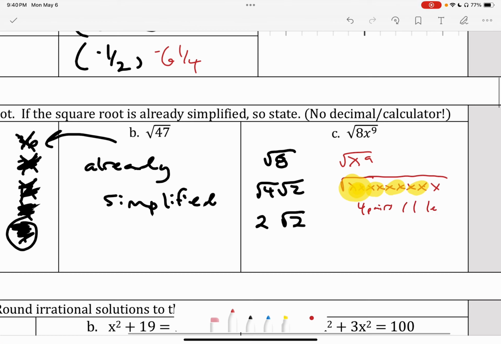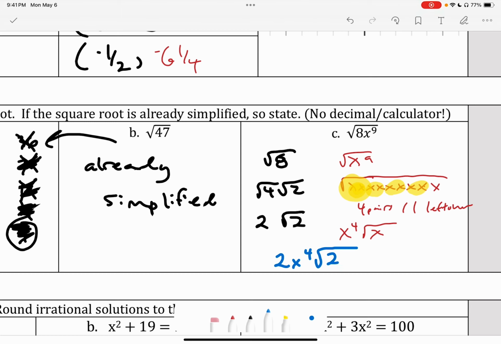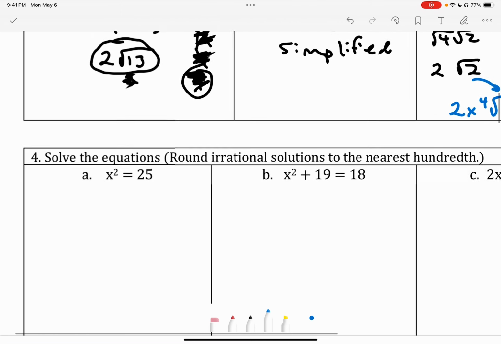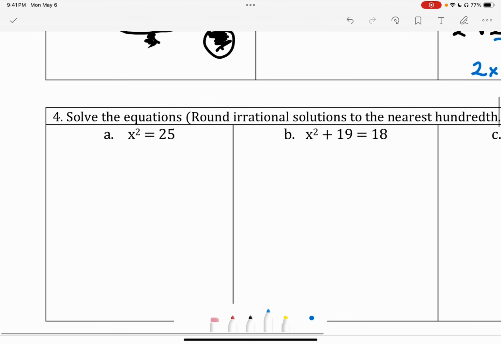and 1 left over. And what we do is how many pairs I have goes on the outside, so x to the 4th, and then because I have 1 left over, that stays behind. So when we put this together, I've got a 2 and an x to the 4th on the outside, and on the inside, I have the 2, and I've got an x. All right, so we use that idea here to answer these questions.